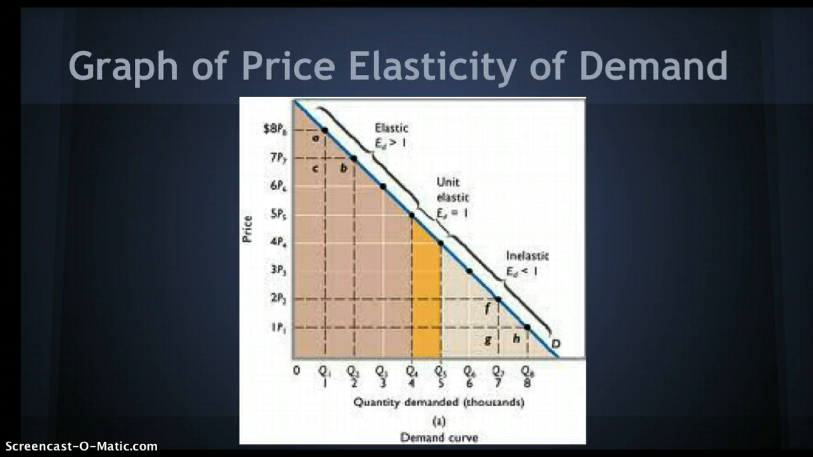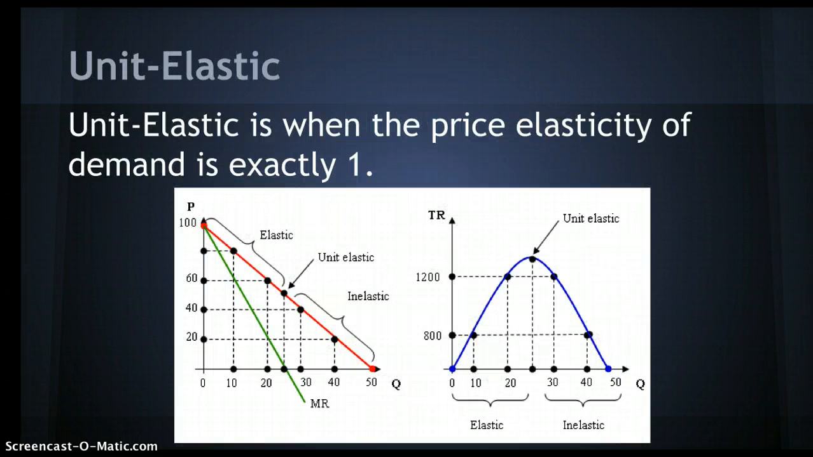This is a graph of the price elasticity of demand. At the top, you see the elastic part of the graph where the elasticity of demand is greater than 1. And in the middle, you see a little section that's for the unit elastic where elasticity equals 1. And then the inelastic part is on the bottom of the demand curve, and that's where the elasticity is less than 1. Unit elastic is when the price elasticity of demand is exactly 1, and you can see this in the picture where MR crosses 0 and then you go up till you hit the demand curve, and that's where unit elastic is.